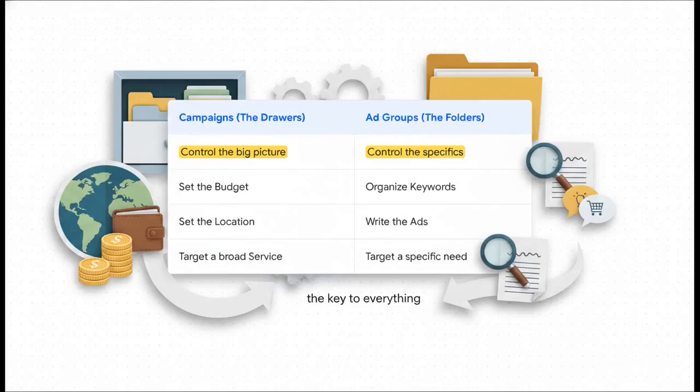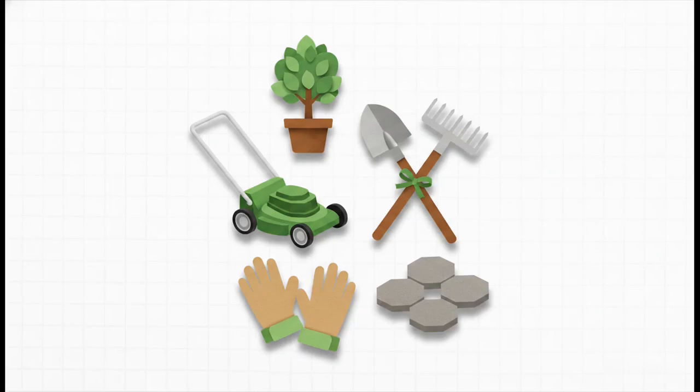See, campaigns, the drawers, are for the big picture stuff. This is where you set your overall budget and the location you want to target. But the ad groups, the folders, that's where the real magic happens. That's where you match specific keywords to specific ads. This separation is the absolute key to making Google Ads work for you. Okay, that's enough theory. Let's make this concrete and see how it works in the real world. We'll use a landscaping company, which I'm sure many of you can relate to.